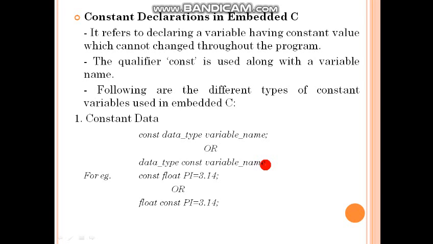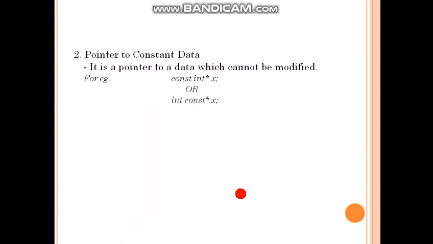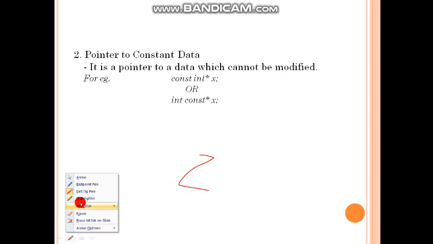First, constant data: const data type variable name, or data type const variable name. For example, const float pi equals 3.14, or float const pi equals 3.14, which is called constant data. Second one is pointer to constant data. It is a pointer to data which cannot be modified.